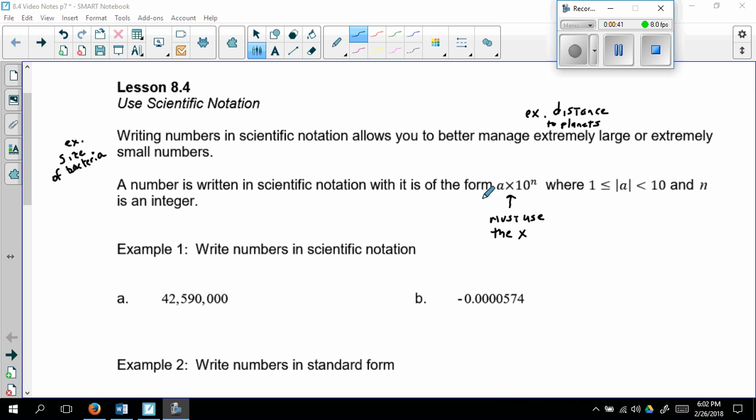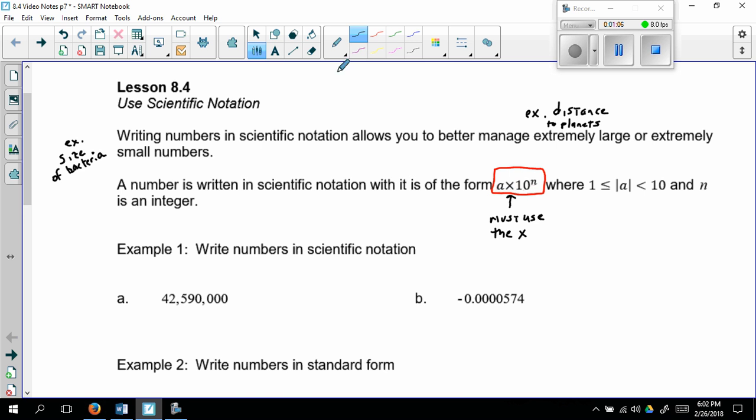The key is the format is always a times 10 to the nth. A is a number that's between 1, it can be 1, but less than 10, in absolute value. A could be a negative number. You always use the x for multiplying, the times, and then it's 10 to the nth power. N is an integer. That integer could be positive or negative.